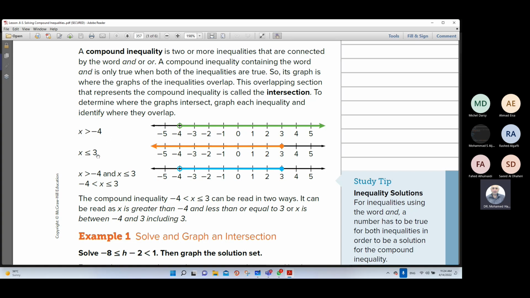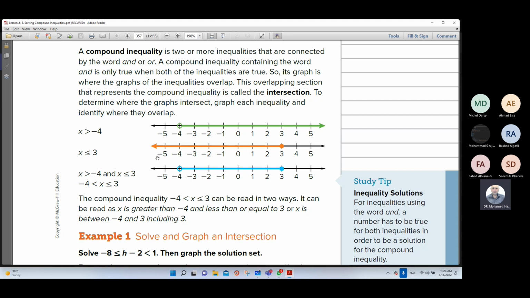And the second inequality, as you see here, is x less than or equal to 3. So draw the number line and represent 3. As you see, we have equal in the sign, so you can draw a shaded circle. Then x less than 3 means to the negative side. This is the second solution.